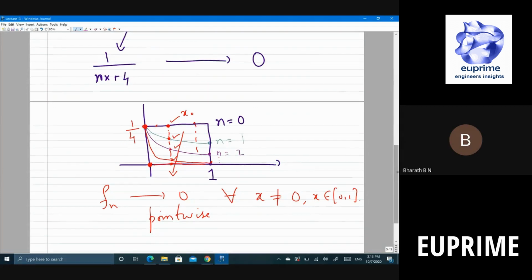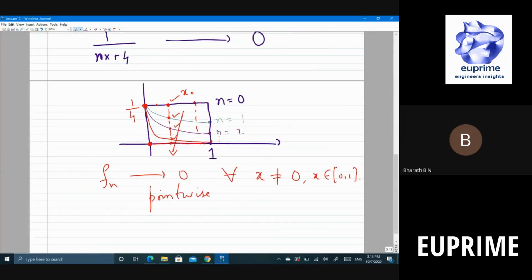But now you should see how important this point 0 is. So how do you attach importance? In this case, when you look at the usual R, the importance is in terms of length. For example, what is the length of 0? 0, right? So you are saying this fn of x converges to f of x point-wise everywhere, except for a point whose length is 0, right?